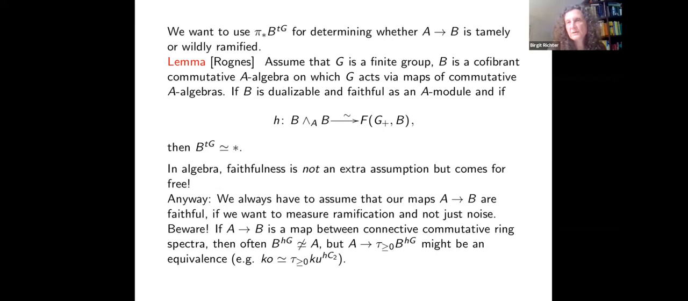And one can actually show that the negative part of the homotopy fixed points corresponds to the negative part of the Tate construction. So if you leave that in, this will never ever be Tate trivial. So just a warning, you always have to cut away at least the negative part of the homotopy groups of the fixed points.